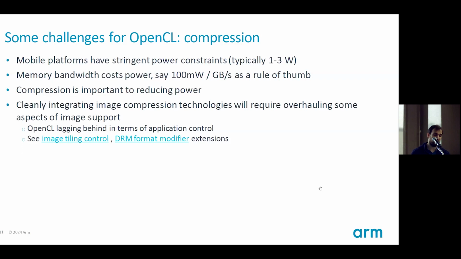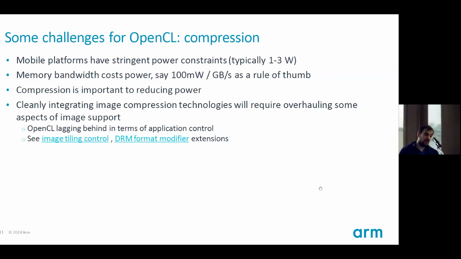And unsurprisingly, that means that compression and all the techniques we can use to reduce the memory bandwidth are quite important to reducing power and getting better battery life and better performance as well on mobile. Power typically translates to performance. If you consume power at a given operating point, you can clock your GPU higher and run a bit faster.